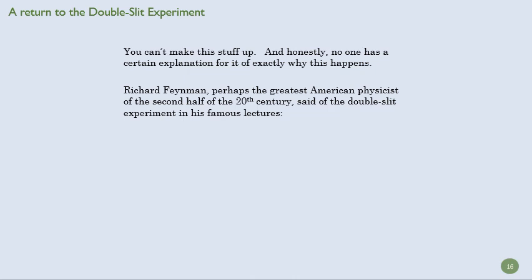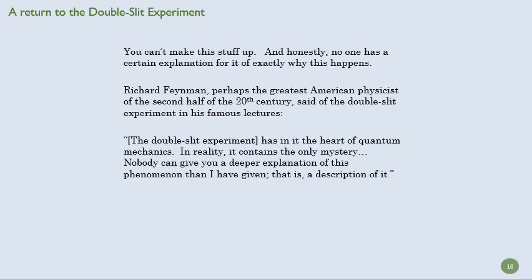I'm going to refer to Richard Feynman here, who's probably the most famous American physicist of the 20th century. And this is what he said in one of his famous lectures. He said the double slit experiment, what we've just been talking about, has in it the heart of quantum mechanics. In reality, it contains the only mystery. Nobody can give you a deeper explanation of this phenomenon than I have given. That is a description of it. And so again here, I talked about this with magnetism here.